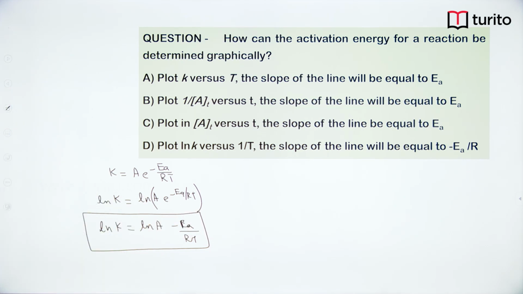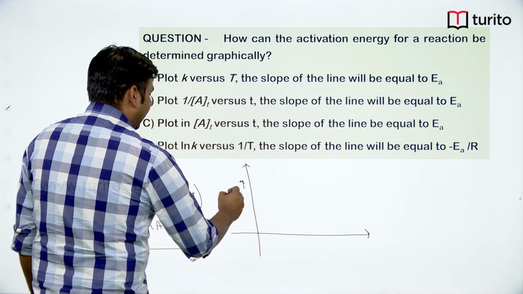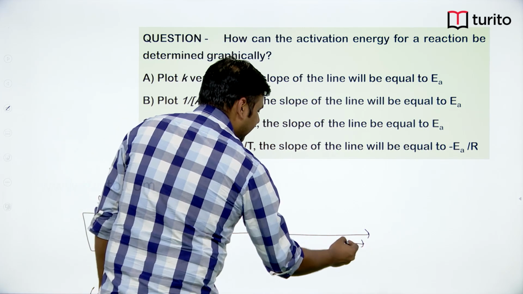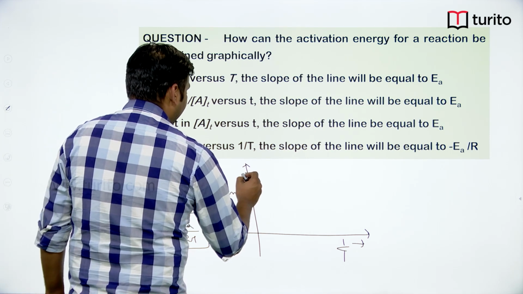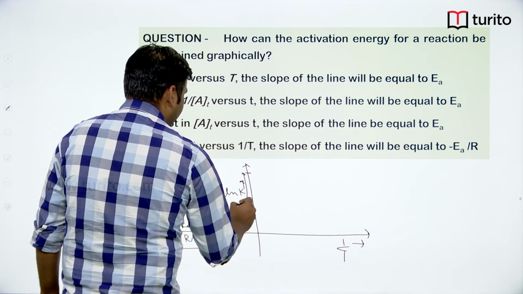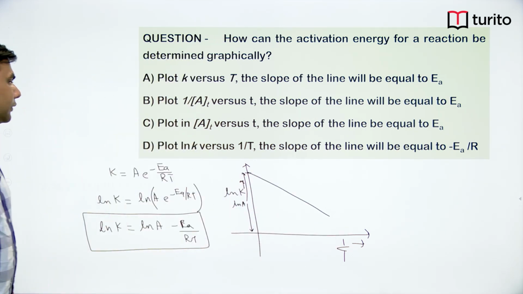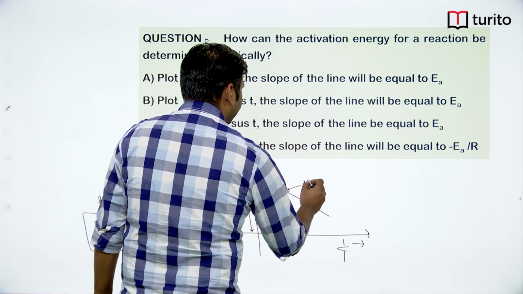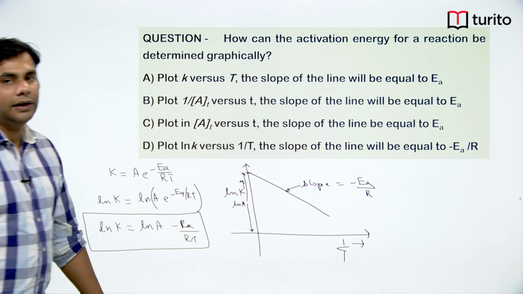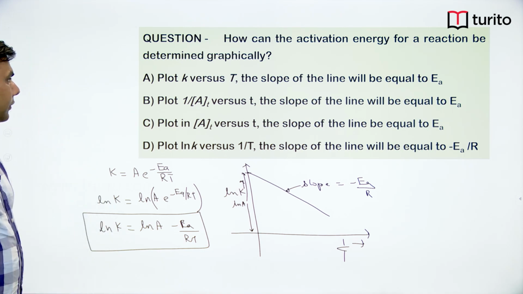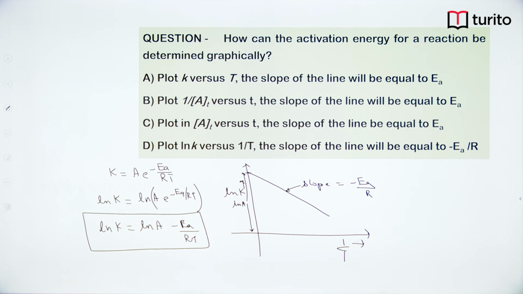So if you plot ln K versus 1 by T, with ln K on the y axis and 1 by T on the x axis, this is y equals mx plus c, so this is basically c. This has an intercept of ln A, and it has a negative slope, so it would go like this. The slope of this line would be minus EA by R. And if you are plotting log base 10, then the slope would be minus EA upon 2.303 R. So again a very straightforward question. I hope this is clear to everyone.